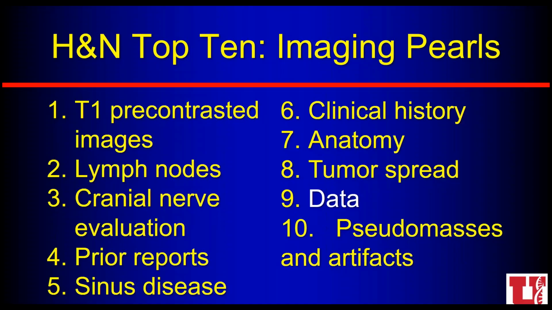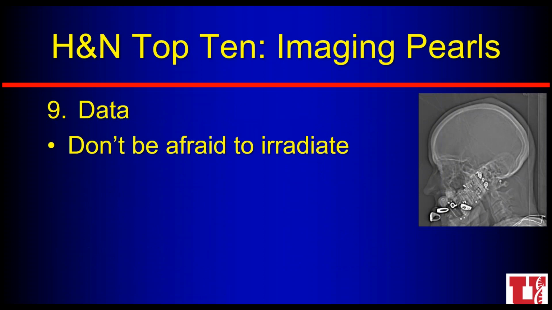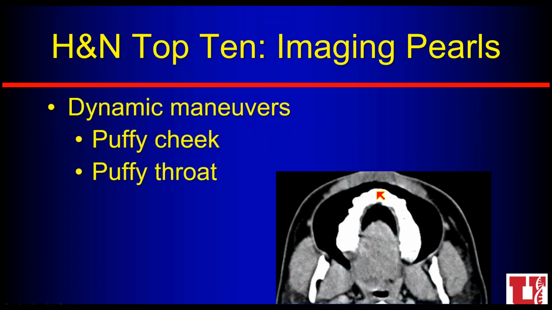So next is data. We want to remember the importance of data when we think about our cancer studies. And we don't want to be afraid to irradiate patients. Sometimes the low-dose techniques make it difficult for us, especially around the temporal bone and the skull base, to evaluate our patients well. So we don't want to be afraid to irradiate those patients. And there are some sequences like the puffy cheek and puffy throat where we can evaluate the lining of the upper digestive tract very easily and see those structures.